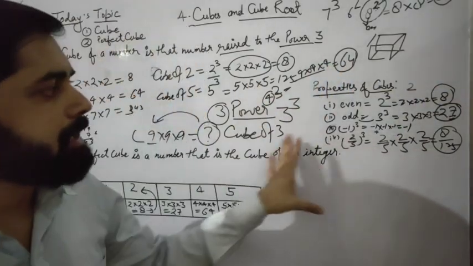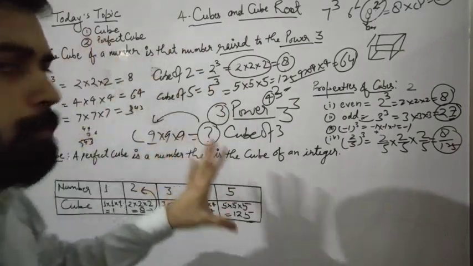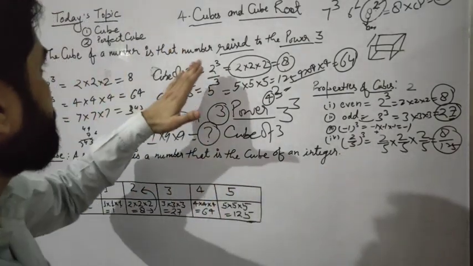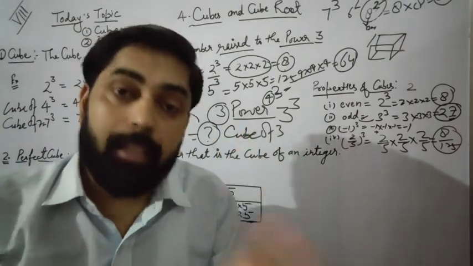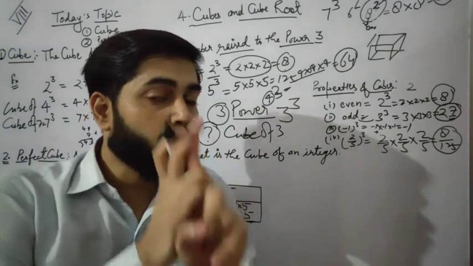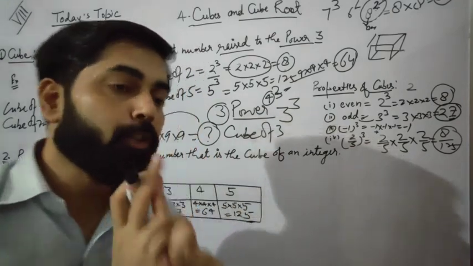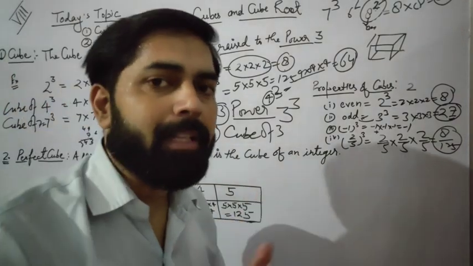Properties of cube. And I think you understand what the cube is. The cube of a number is that number raised to the power 3. Keep in mind, किसी नंबर की power 3, तो वो number cube कहेंगे उसको.